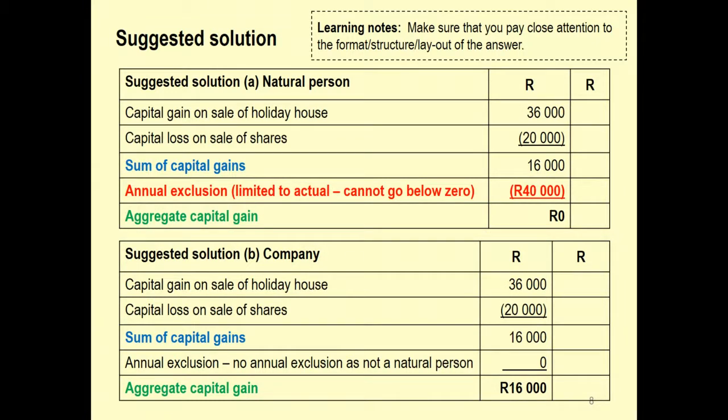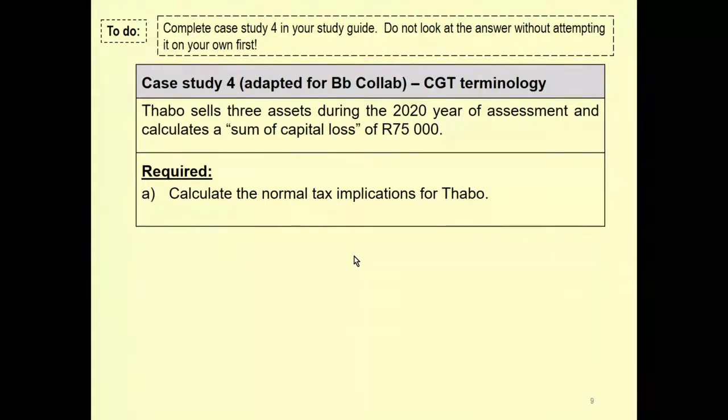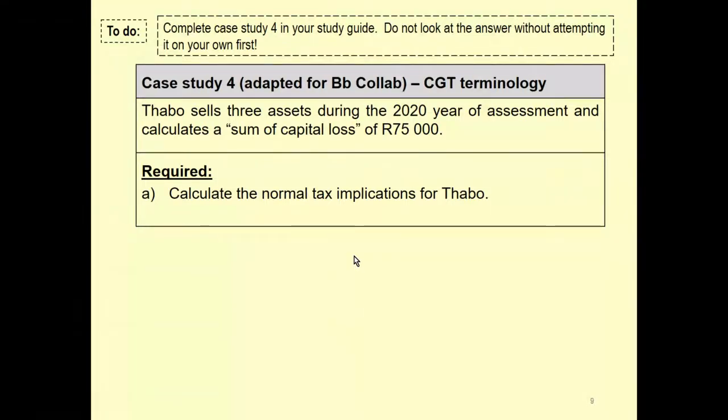Okay, what if there was a sum of capital losses? How would we deal with that? That is up next. Okay, so case study 4, again adapted for Blackboard, says Tabu sells 3 assets during the 2020 year of assessment and calculates a sum of capital loss of 75,000 Rand. And we have to calculate the normal tax implications for Tabu.